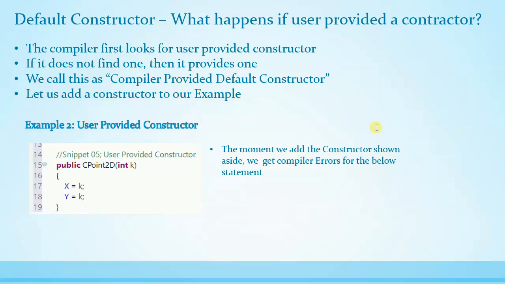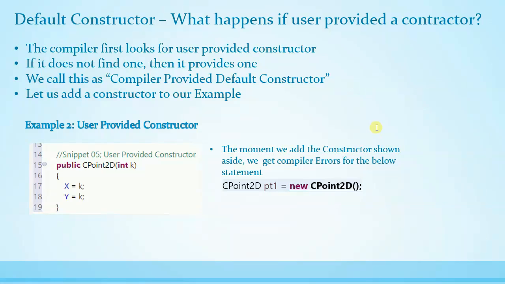The moment we add a constructor, as shown here in the left side picture, we get a compiler error for the below statement. So the user of our class tries to create an object like this, new C2d without passing any parameter, and the compiler will throw an error. Previously we had this statement, and just now we saw in Eclipse it executed and constructed the object and put the values x and y as 0.